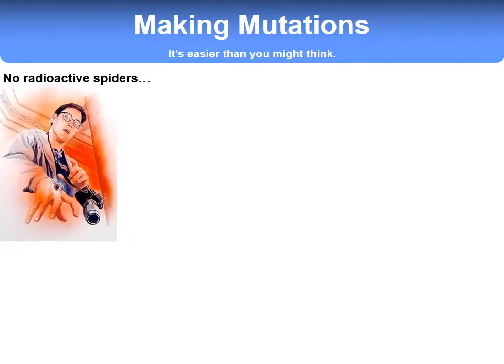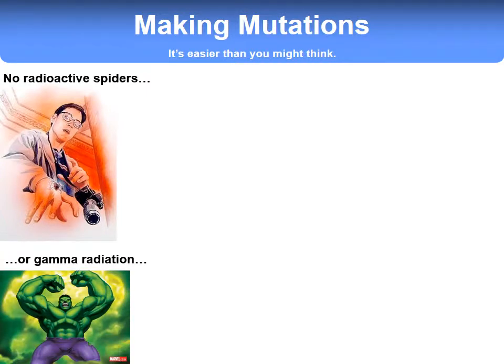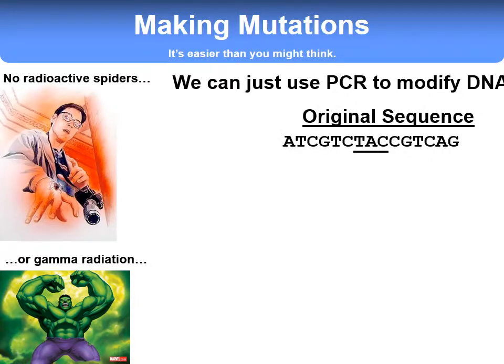Well, we're not going to use radioactive spiders or gamma radiation. No, those actually don't work. Well, gamma radiation might work, I don't know, I've never tried it personally. But what we're going to do, at least virtually today, is use PCR. So this is the same PCR concepts that we talked about during our last class, where you take a bit of DNA and then you copy it.